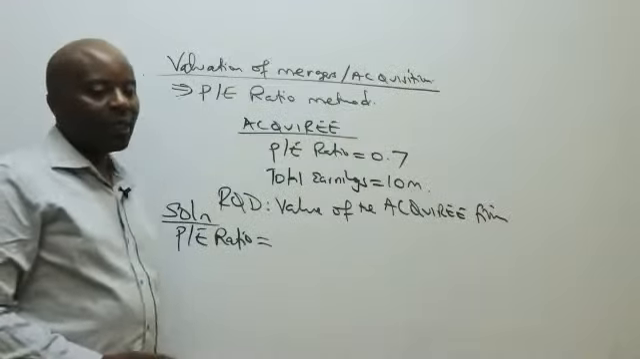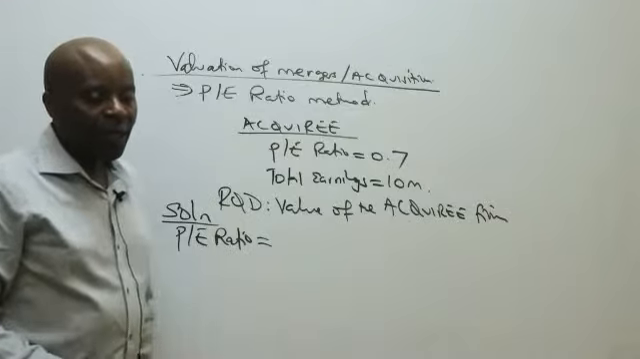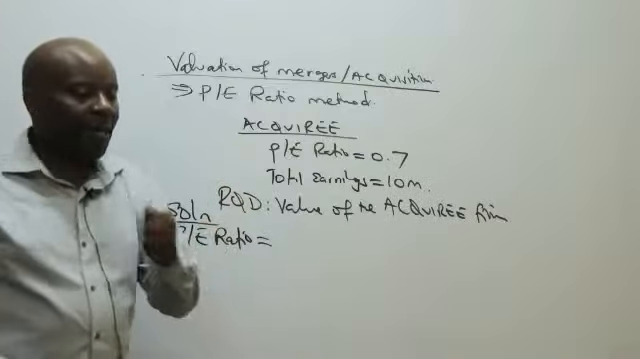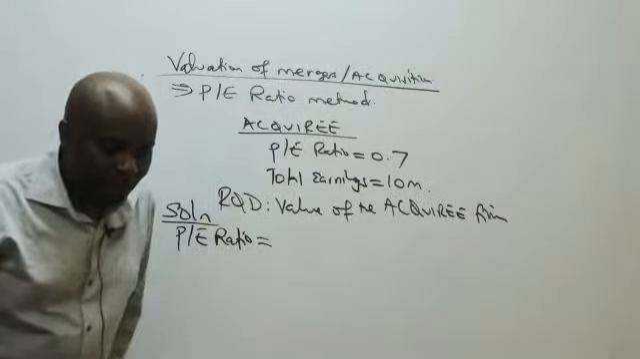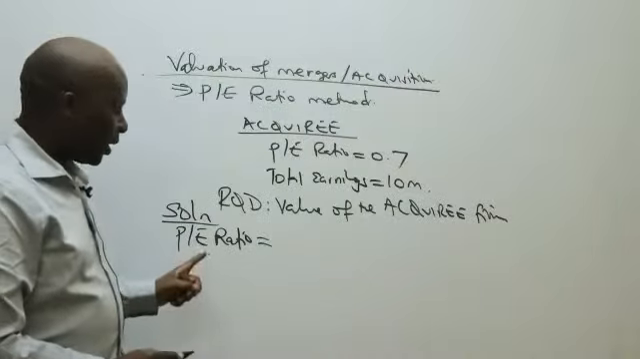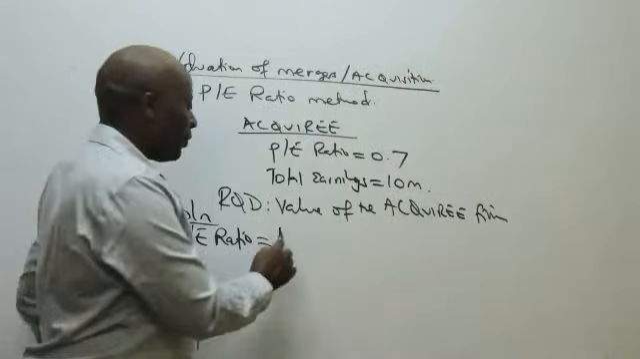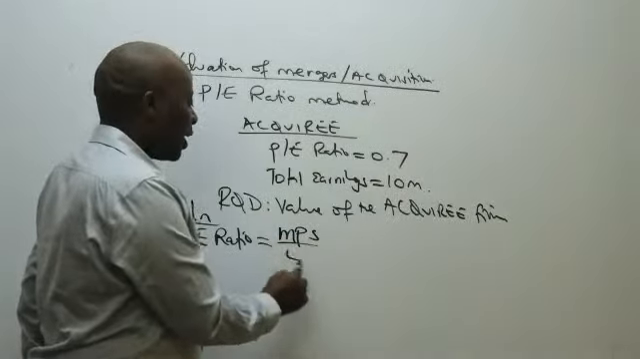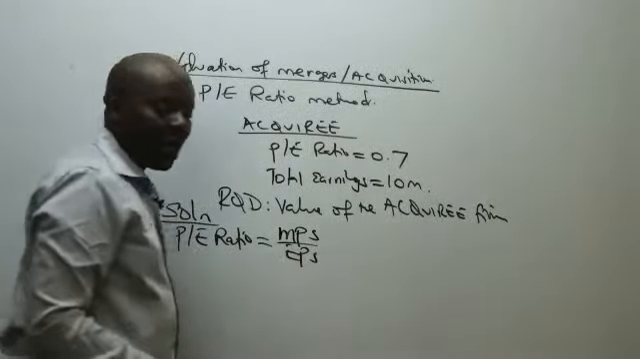Can somebody remind us? PE ratio equals MPS over the EPS. Thank you, Zamzam. No, it has to be price over earnings, not the other way around. It is price over earnings. So we have in this case market price per share all over earnings per share.